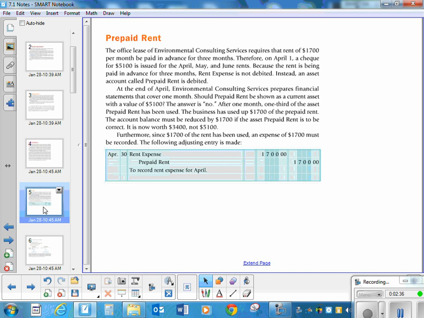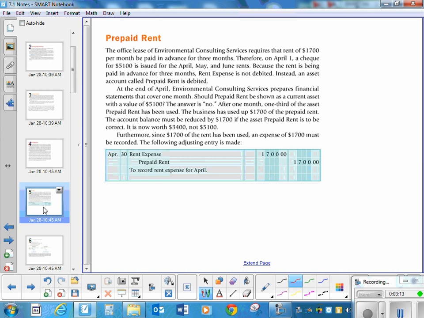At the end of April, Environmental Consulting Services prepares financial statements that cover 1 month. Should prepaid rent be shown as a current asset with a value of $5,100? The answer is no. After 1 month, 1/3 of the asset, prepaid rent, has been used. The business has used up $1,700 of that prepaid rent. The account balance must be reduced by $1,700 if the asset prepaid rent is to be correct. It is now worth $3,400, not $5,100. Furthermore, since $1,700 of the rent has been used, an expense of $1,700 must be recorded.